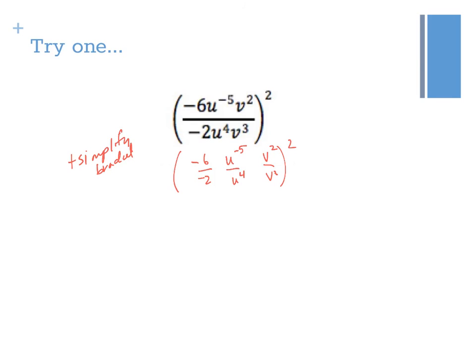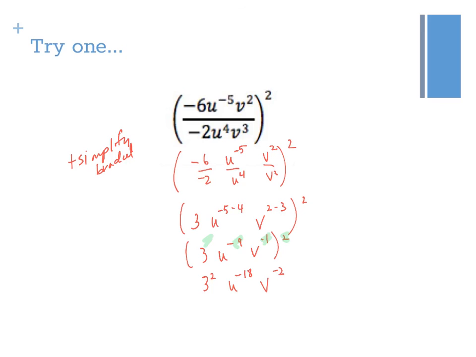So now I'm going to evaluate the inside. So this is 3, u to the negative 5 minus 4, v to the 2 minus 3, squared on the outside. Continuing to finish the inside, v to the negative 1 with the 2 on the outside. And now we know that this 2 impacts the 3, the 9, and the 1. So I'm going to fix that in the next line. So 3 squared, u to the negative 18, remember we're multiplying, and v to the negative 2.